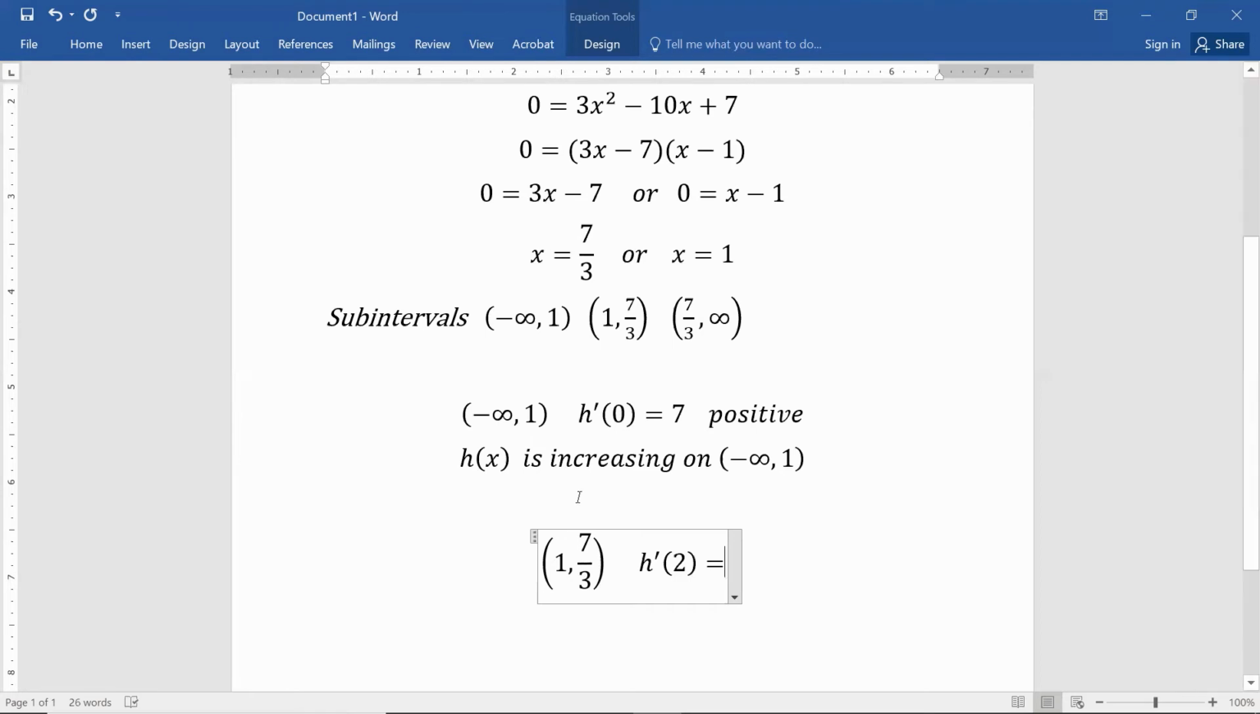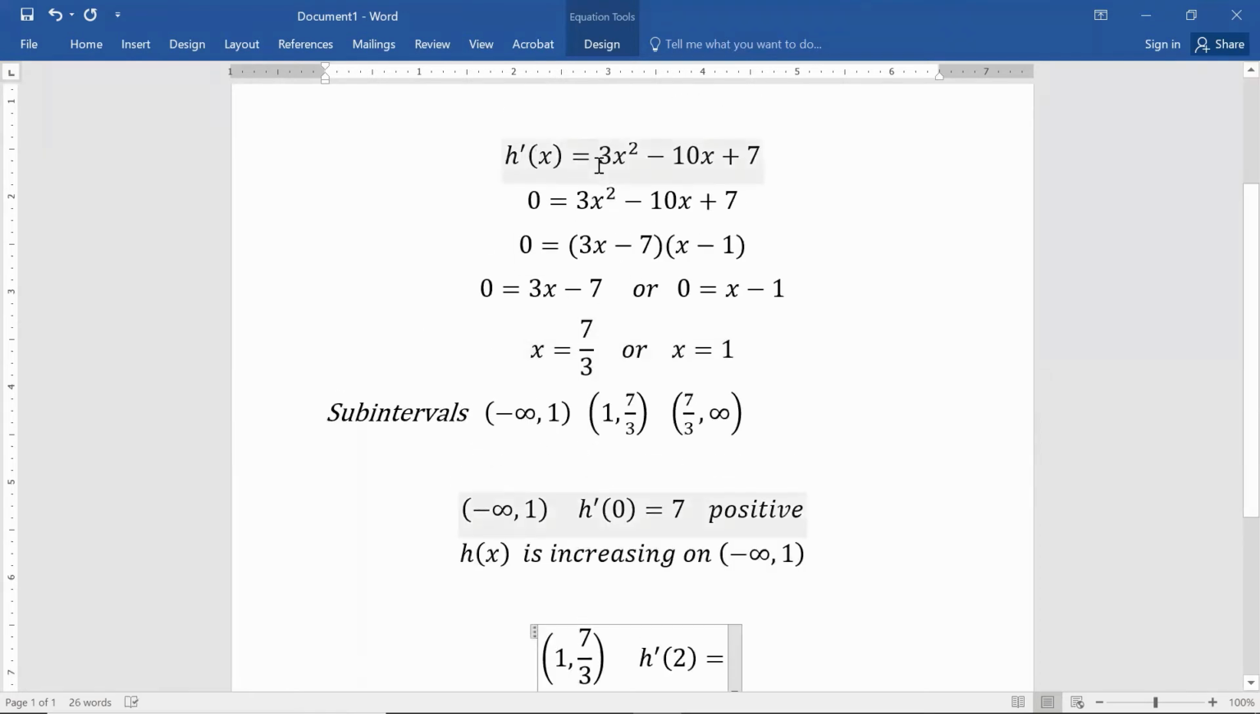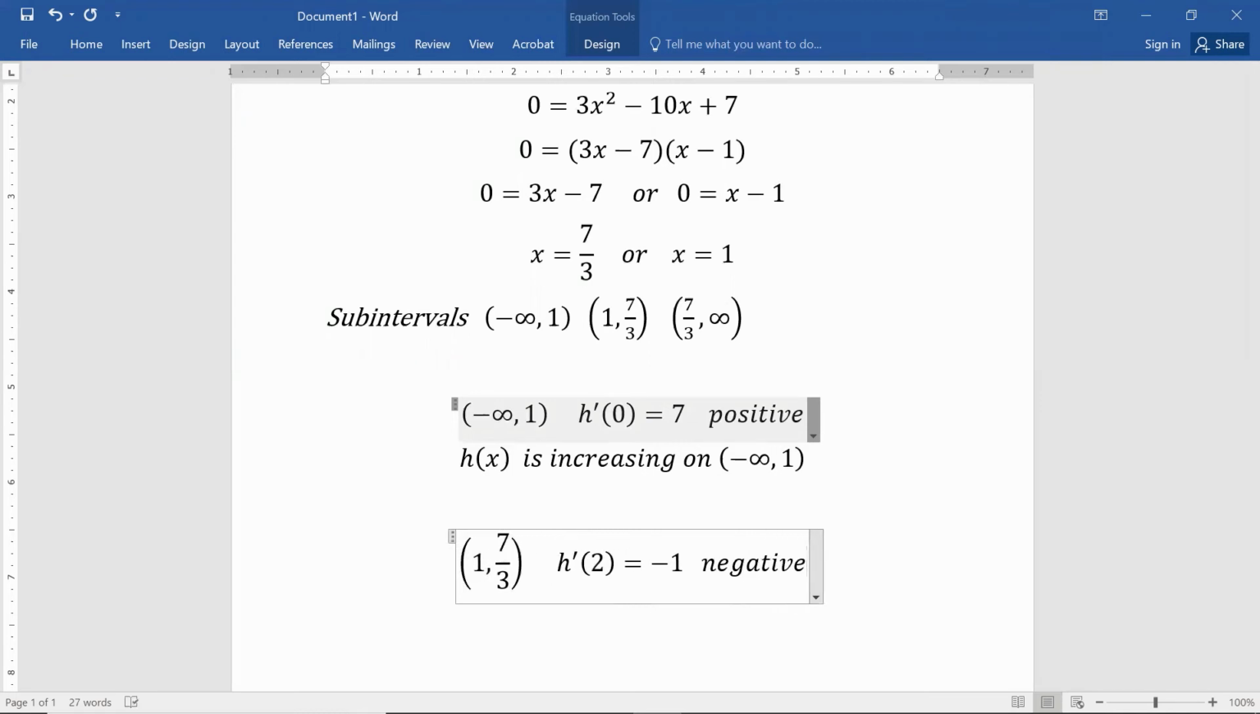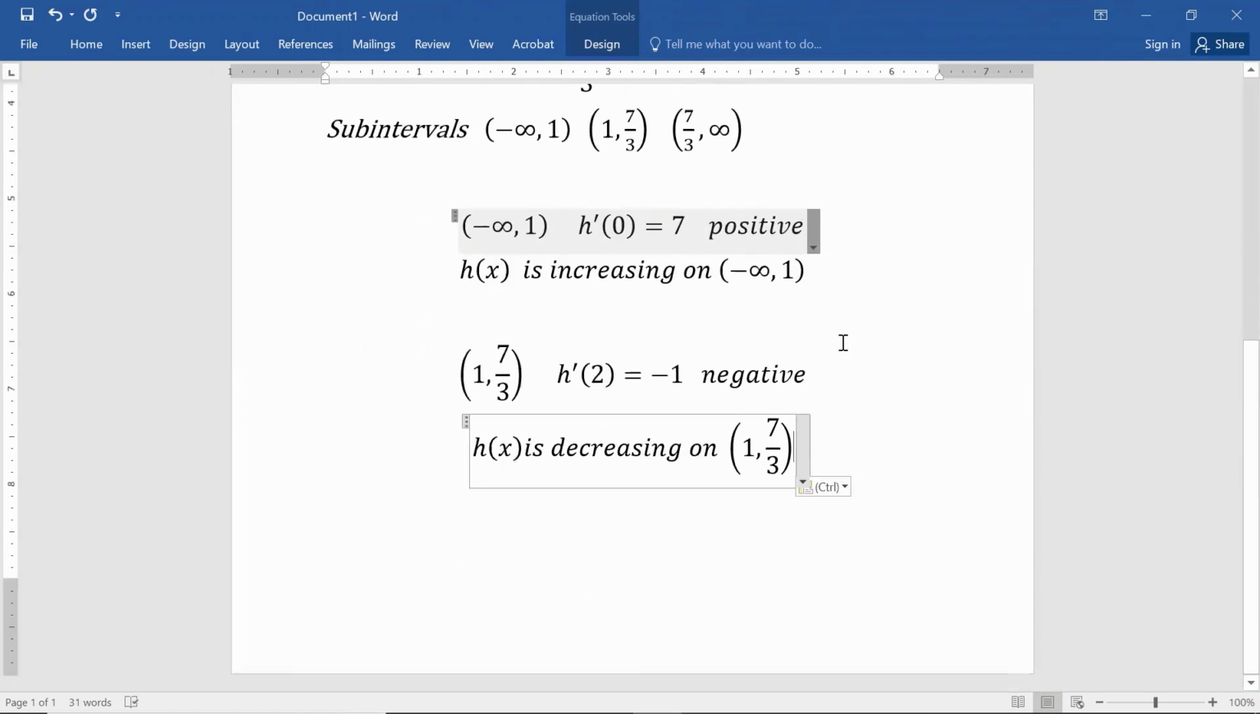We'd take 3 times 2 squared minus 10 times 2 plus 7. That gives me out a -1, which is important because it's negative. Therefore, the function h of x is decreasing on the interval from 1 to 7/3.